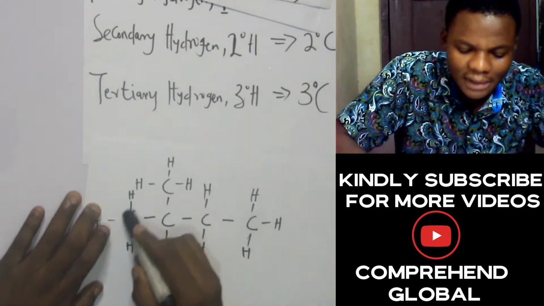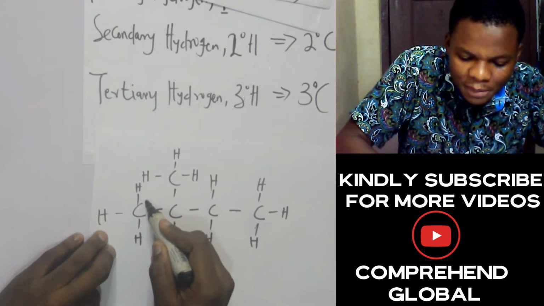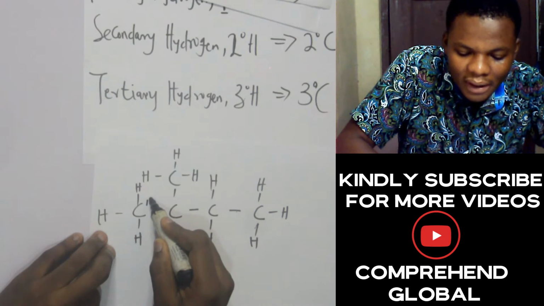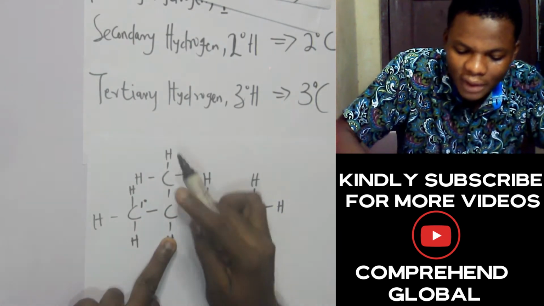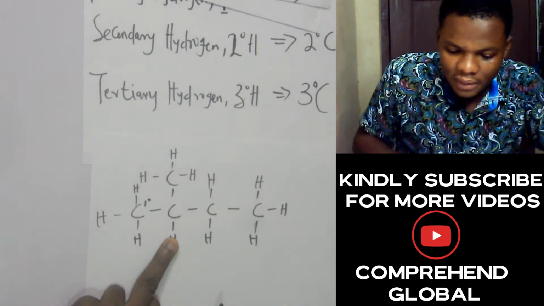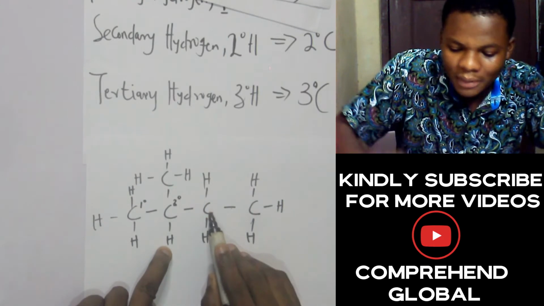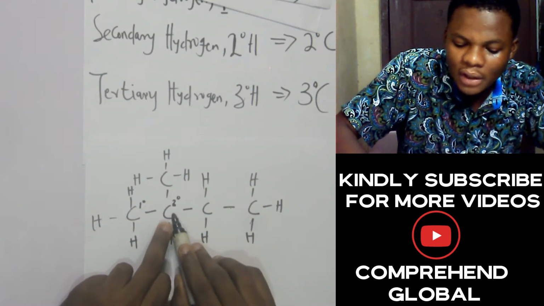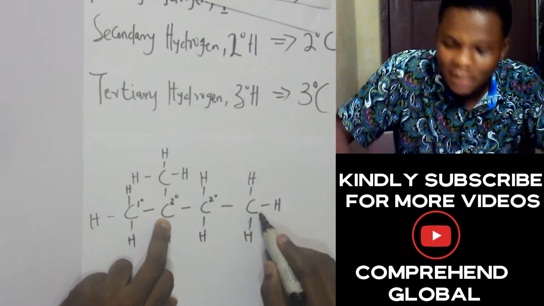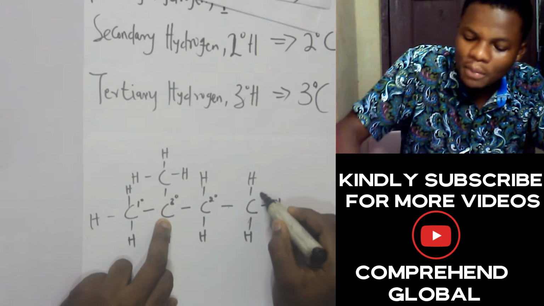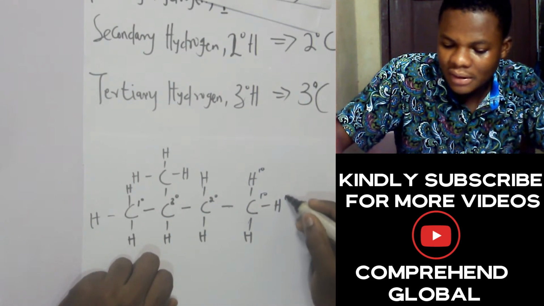This carbon is connected to just one carbon, so this particular one is a primary carbon. This one right here is connected to 1, 2, 3 carbons, which makes it a tertiary carbon. This carbon is connected to 1, 2 carbons, which makes it a secondary carbon. This carbon is connected to just one carbon, making it a primary carbon. Now this is a primary hydrogen.